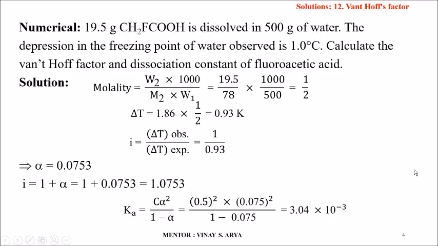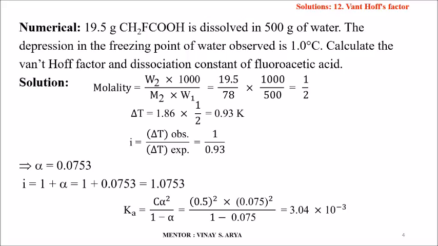Now taking a numerical over it so that it becomes easier, because this was a concept which was having a slight variation. The numerical says: 19.5 grams of CH2FCOOH is dissolved in 500 grams of water. The depression in freezing point of water observed is 1 degree Celsius. Calculate the Van't Hoff factor and dissociation constant for fluoroacetic acid, that is CH2FCOOH.